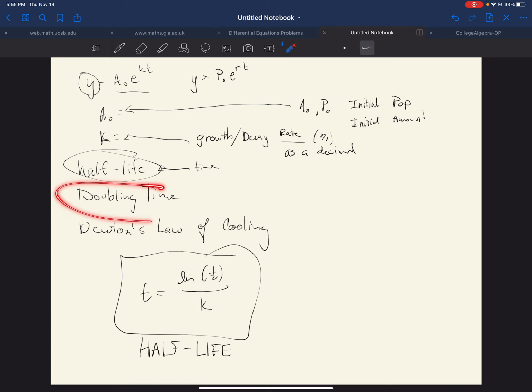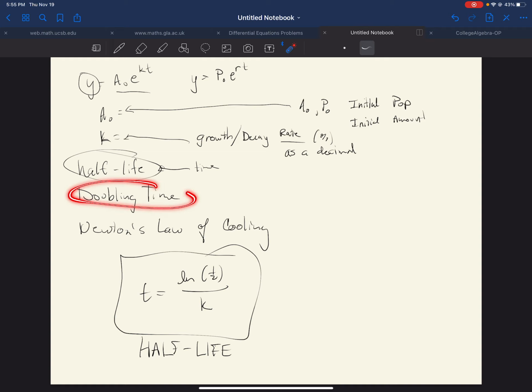And that next piece is doubling time. So equally likely with half-life. Half-life only works with decaying things. If you're growing, there's never going to be a time when there's only half of what you started with, because you just told me it was always growing. And so how would there be half left? But if it's always growing, there will come a time when you have twice what you started with.